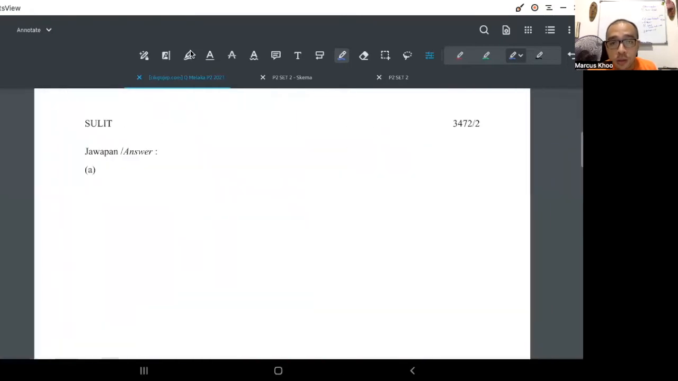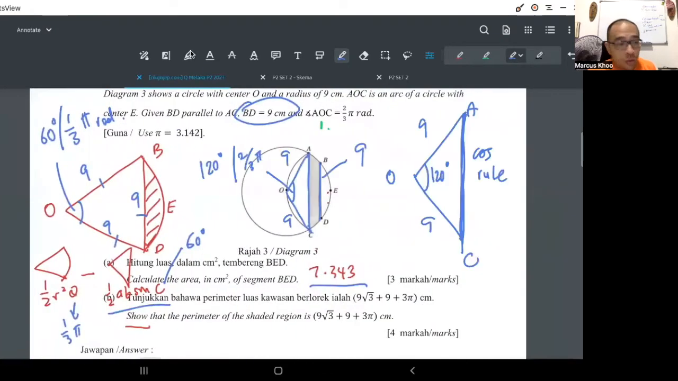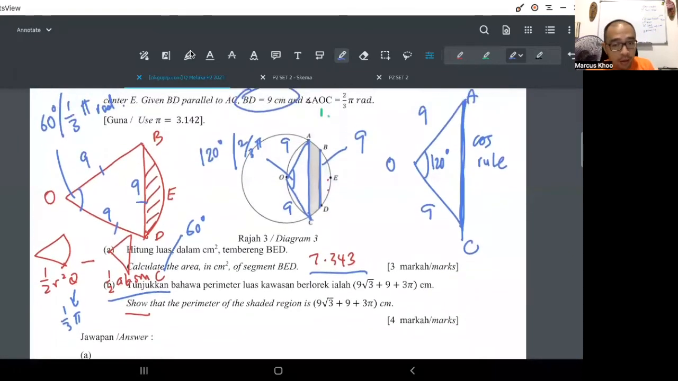Okay, so use the cos rule to find it, and you should be able to get, oh no, I don't have the value. Okay, sorry, you should be able to get the value of 9 square root 3, 9 root 3. Yeah, macam 9 root 3. Okay, about there.